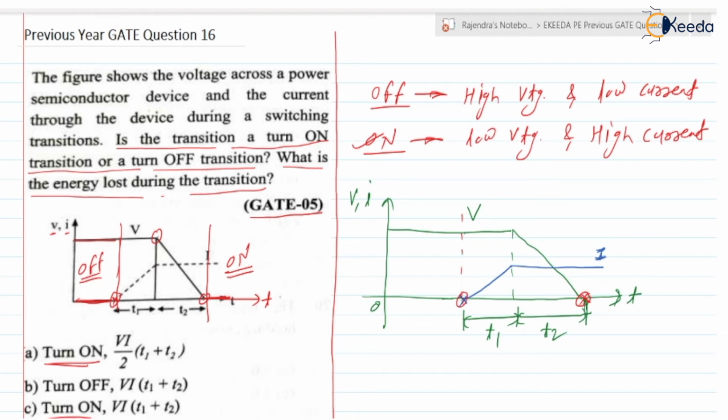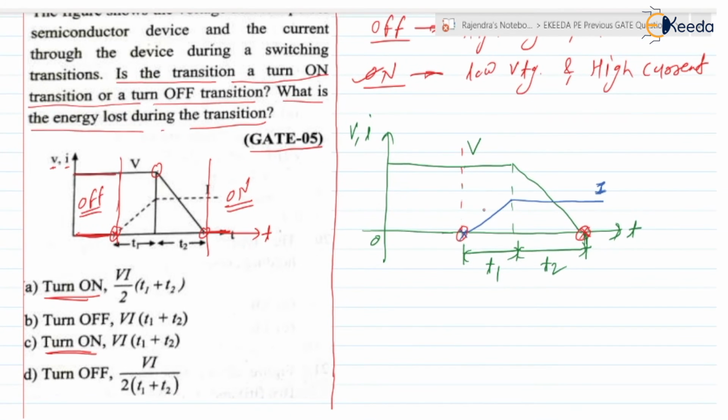Turn on transition. Okay, so for this case, as we know, energy is equal to power into time, and power is nothing but the voltage into current. So for this case we need to write the expression for this waveform as well as this waveform, right?